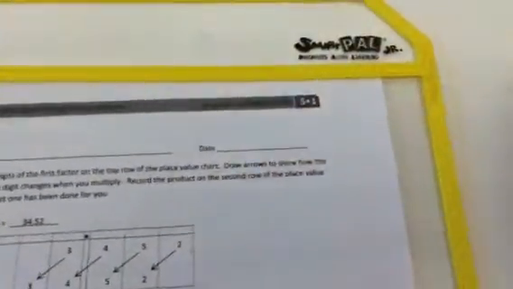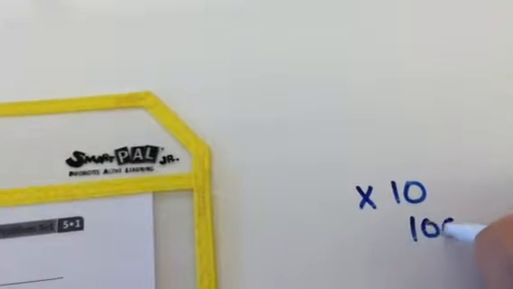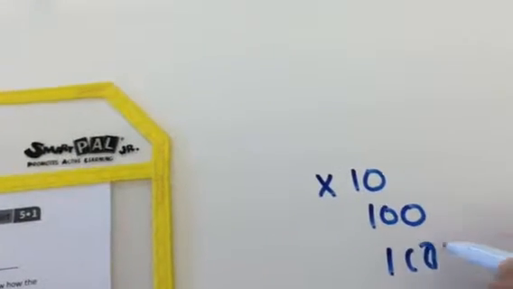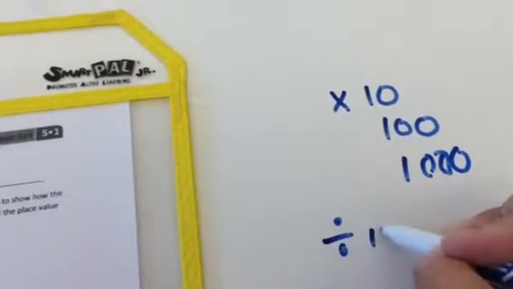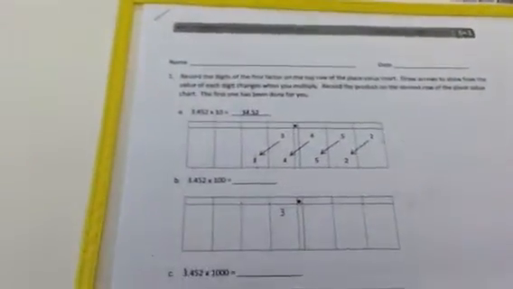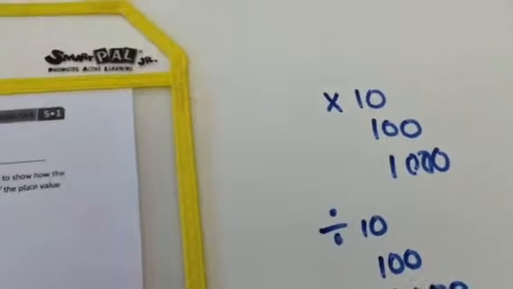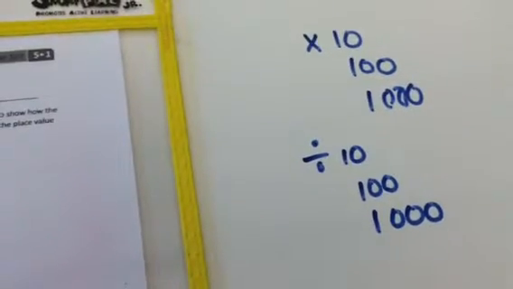You're going to be multiplying by tens, hundreds, and thousands. Whoop, that should be another zero. Thousands, and dividing by tens, 100, and 1,000. Okay. Remember that when you multiply by 10 or 100 or 1,000, your number is going to get bigger, and when you divide, your number is going to get smaller.